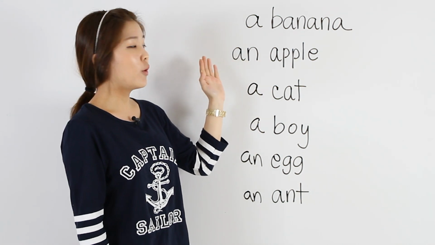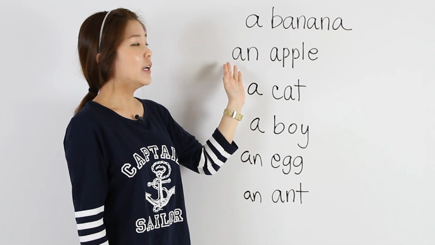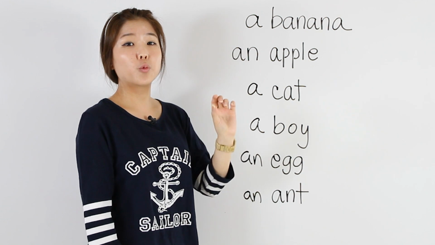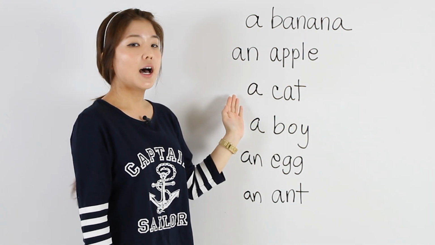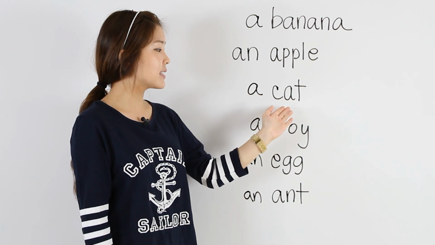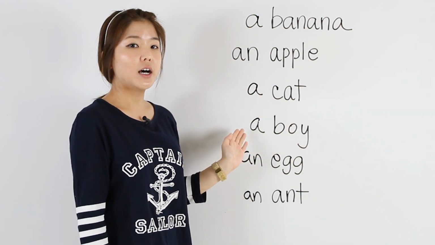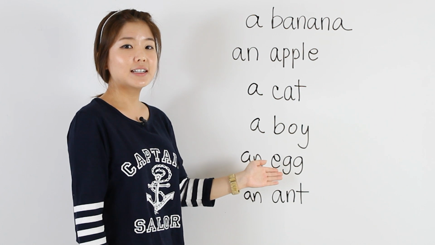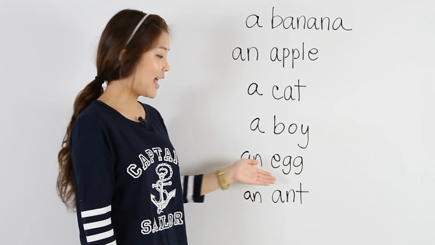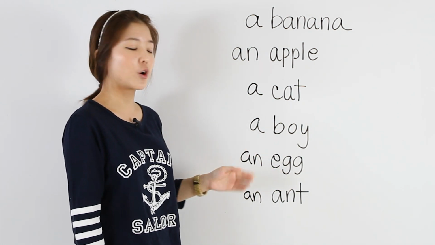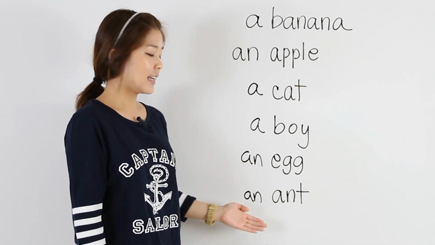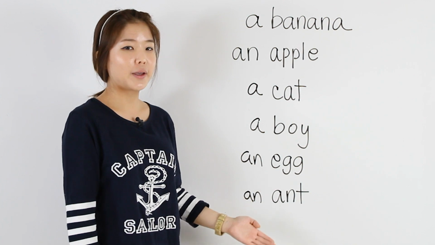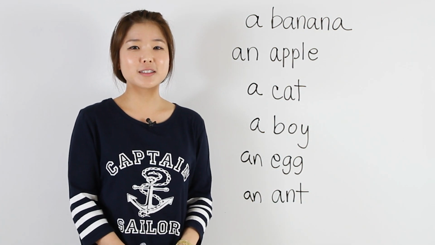Keep in mind that when you have an in front, it has to sound almost like one word. An apple. A cat. A boy. An egg. Again, it sounds like one word. An ant. Okay, let's move on to the next part.